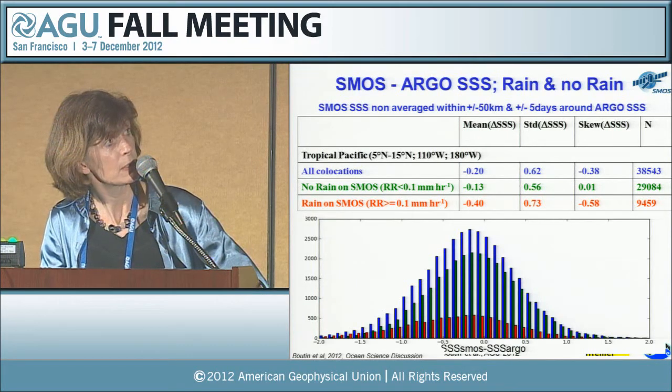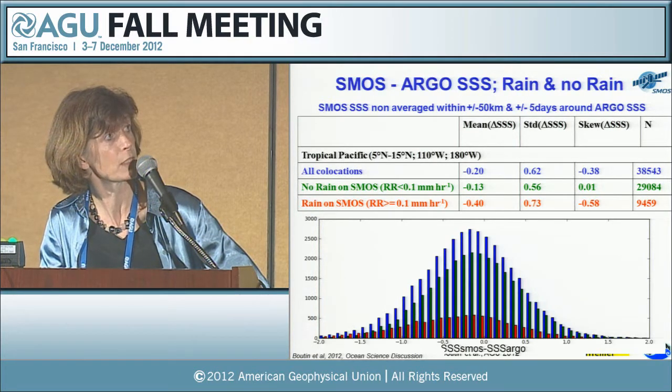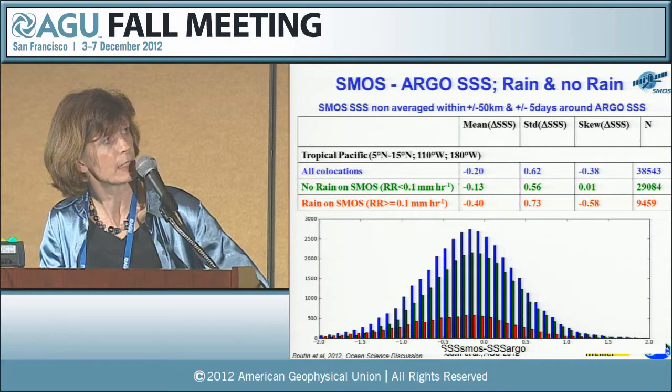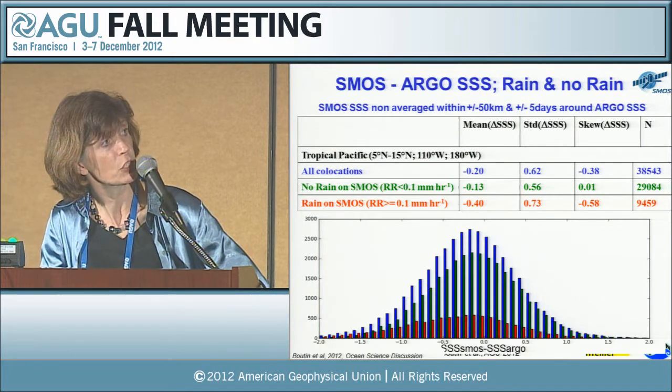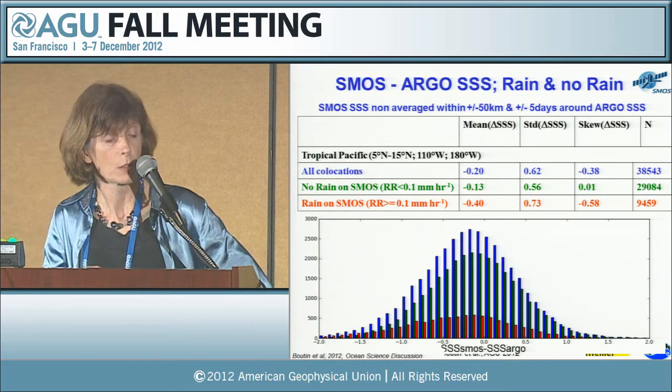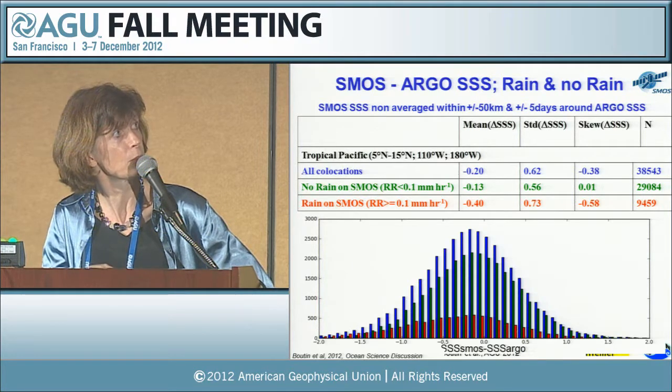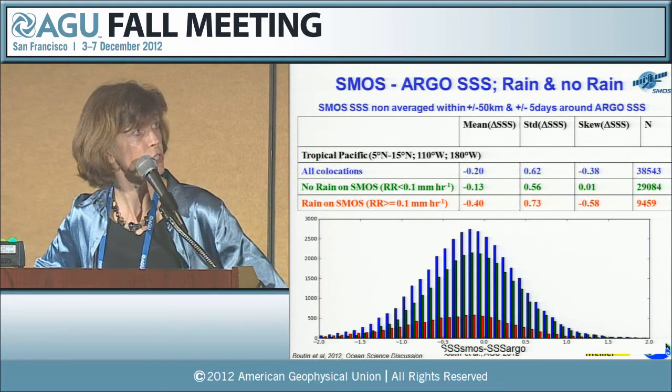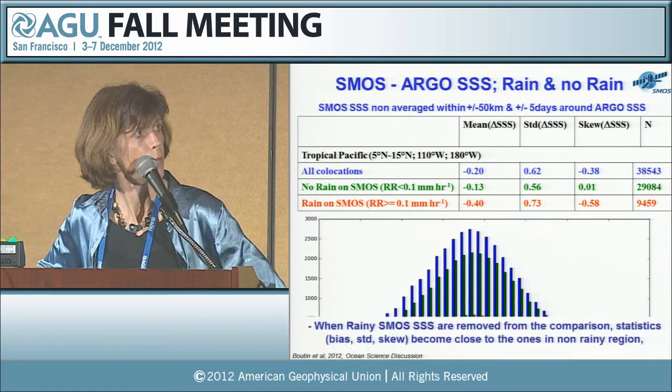When doing this selection of non-rainy SMOS points, you can see that we decrease the difference. The difference is less negative because we exclude the rainy data. We decrease also the standard deviation of the difference, which becomes very close to the one that we obtained doing the same exercise over the SPURS region, and the skewness also becomes very close to 0. So this is encouraging because it means that without rain conditions, SMOS becomes very close to Argo.